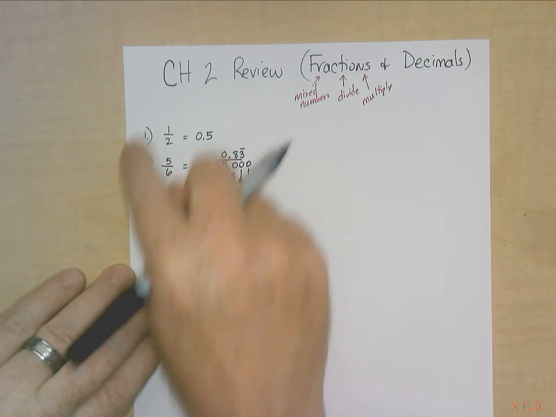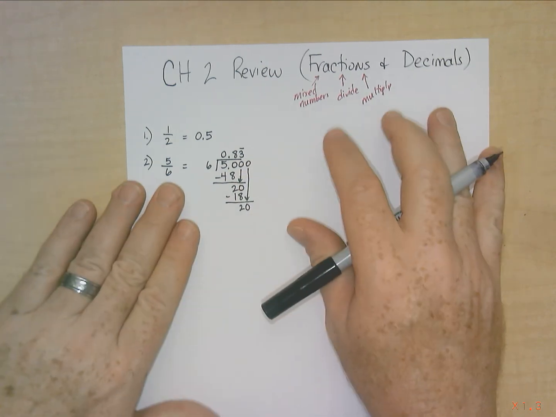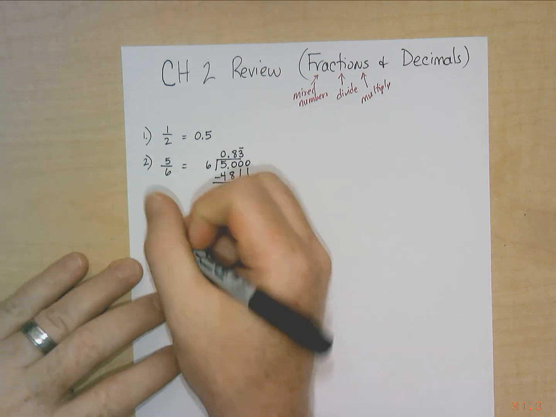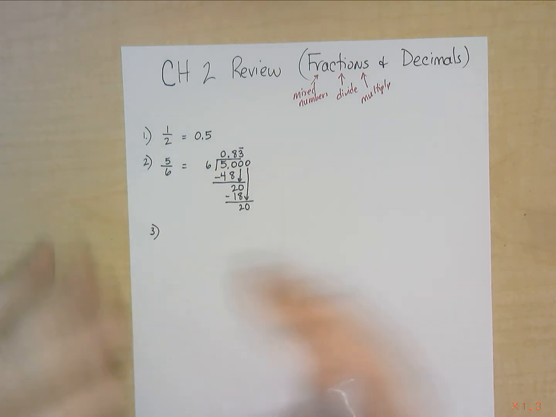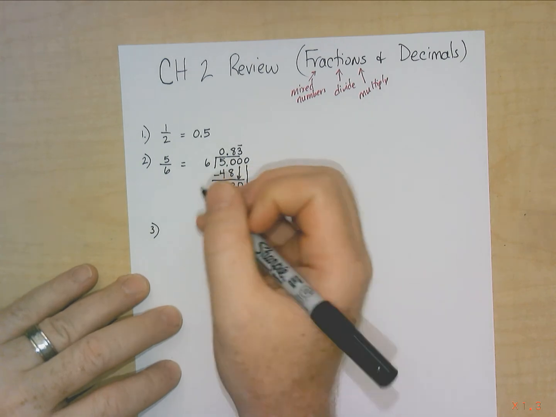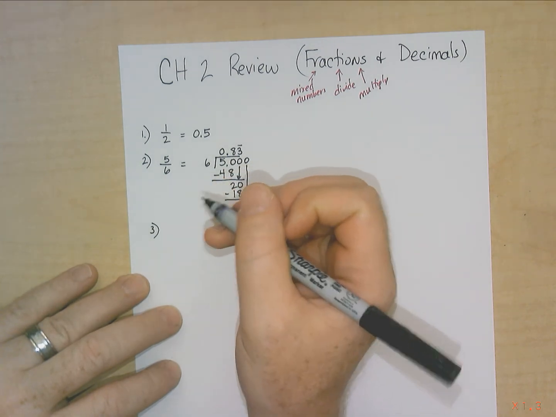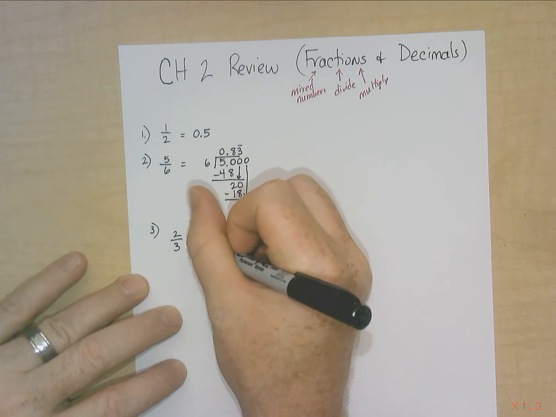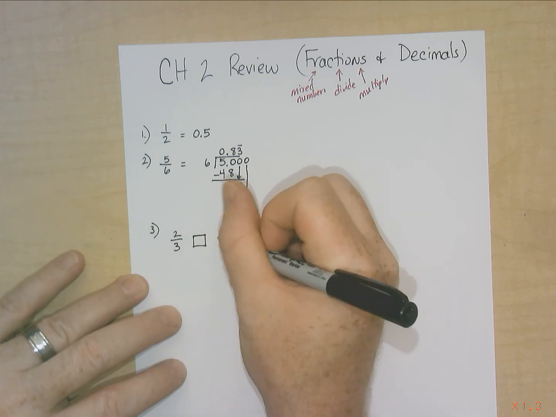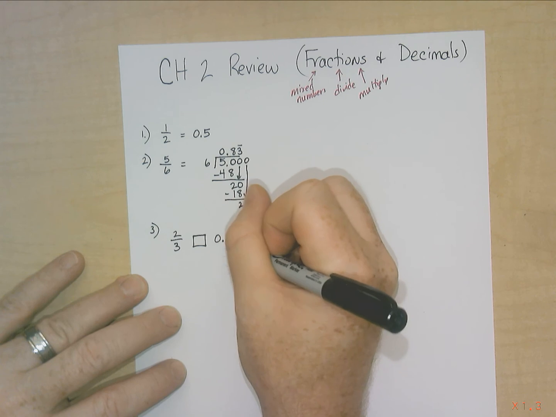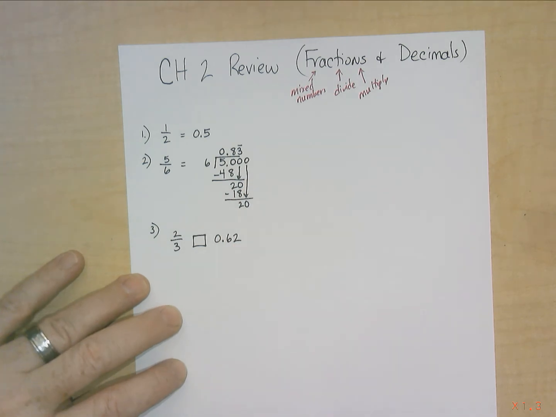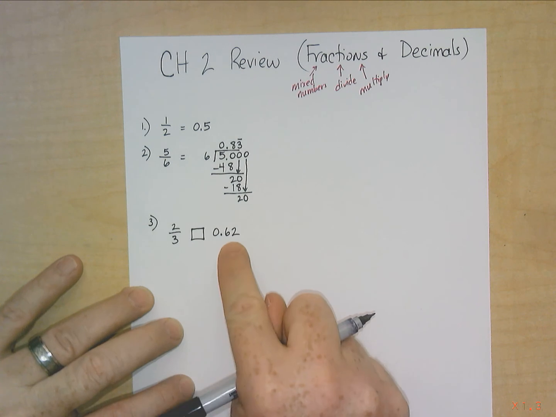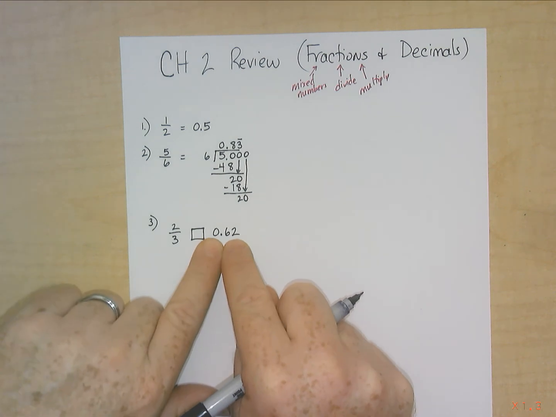So that's basically the gist of what this is all about in terms of what fractions are and what decimals are. And the question that I have for you now is, well, how do we compare? So let's say I've got 2/3, and I want to compare it to, let's say, 0.62. Well, you've got several choices. You could take this decimal and change it to a fraction.